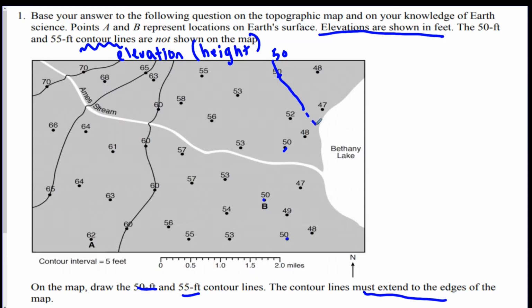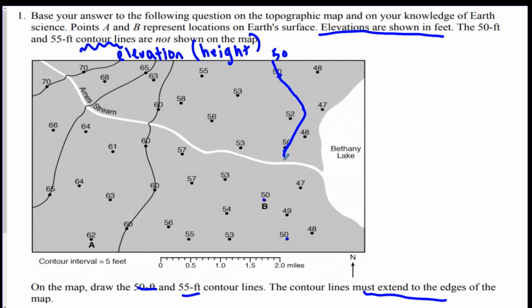Now, I can't go this way because that would be putting 50 between a 47 and a 48. And the number 50, if you count, is not between 47 and 48. So I have to go in between 52 and 48 to get that number 50. And the reason I went through those two numbers right here is because 50 is in between 52 and 48. Therefore, my line must go in between those two numbers.